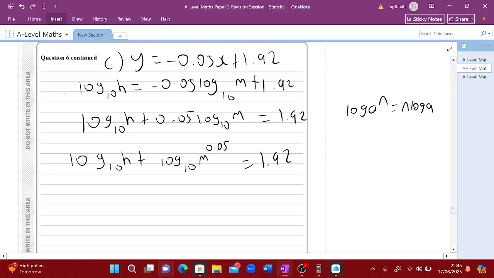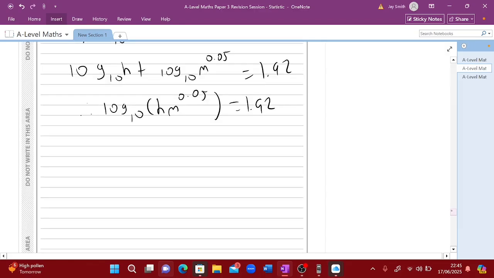Now we can bring them together. So log 10 of, and if we're bringing them together, we add two different logs, bringing them together into times inside. So it's h m to 0.05 is equal to 1.92. And then we can undo the log. I need to be a bit more specific. I'm going to make these both powers, I guess. So then we'll say 10 to the log 10 of that is 10 to the 1.92. But the 10 will cancel the log 10.